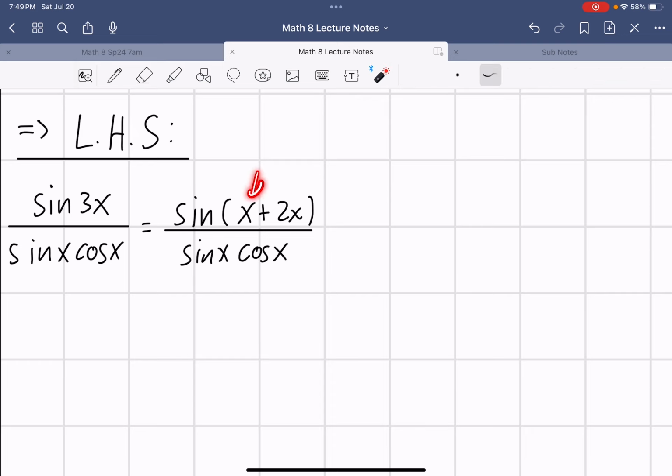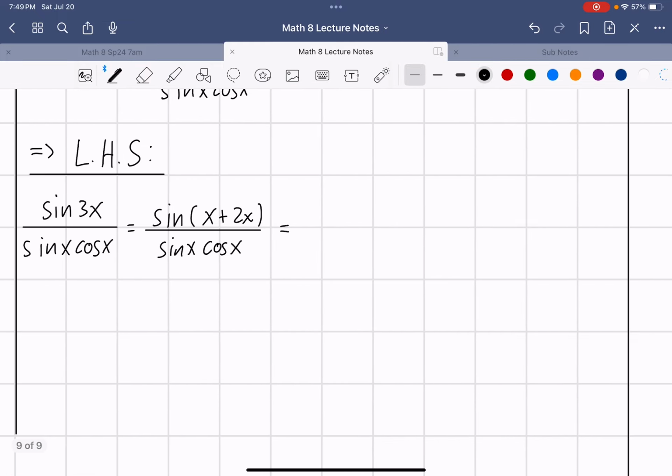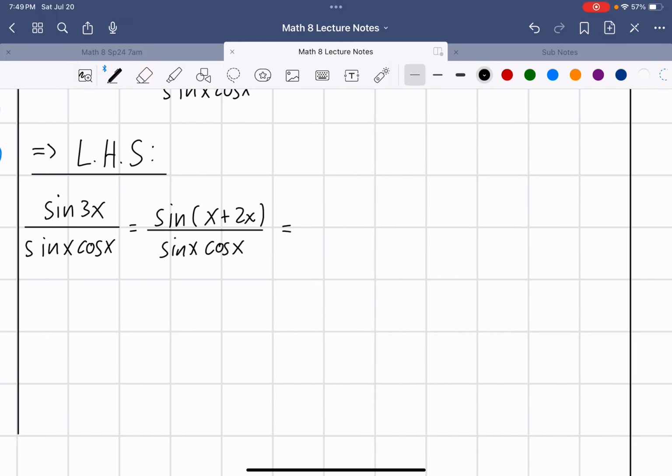And here, this allows me to see my double angle, and this lets me use my sum and difference formula for sine. And I could expand that, using the sum and difference, to become sine x cosine 2x plus cosine of x sine of 2x.